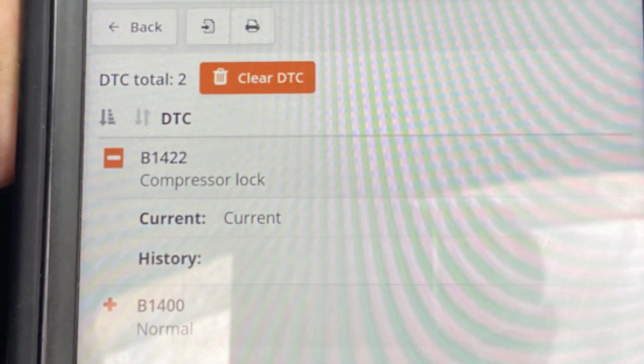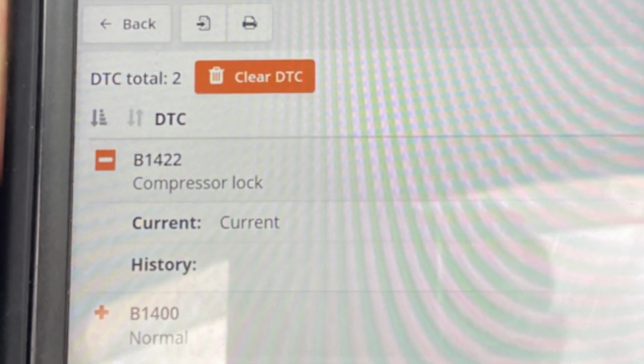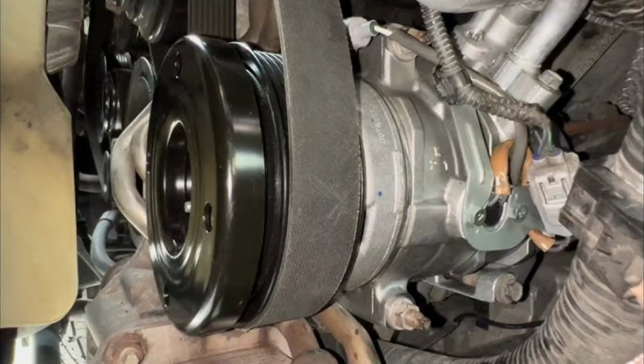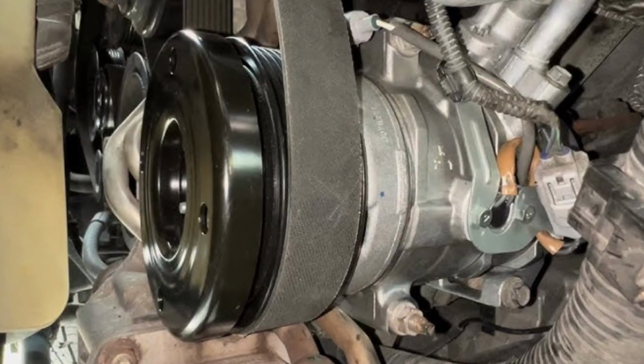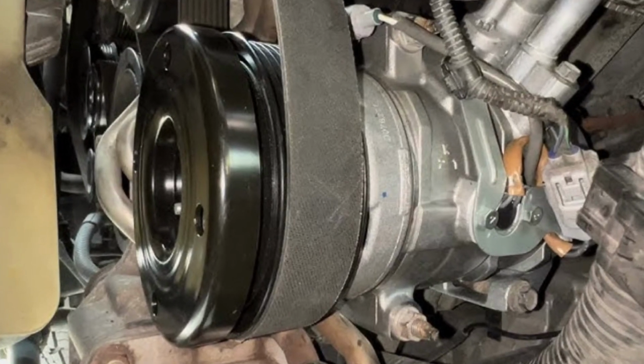The B1422 trouble code in a Toyota vehicle means that the ECU has registered an abnormal difference in the speed of rotation of the crankshaft and the air conditioner compressor shaft. This is impossible under normal conditions since the AC compressor is driven by the drive belt that is driven by the crankshaft, so their speed of rotation will always be synchronized with a certain ratio.